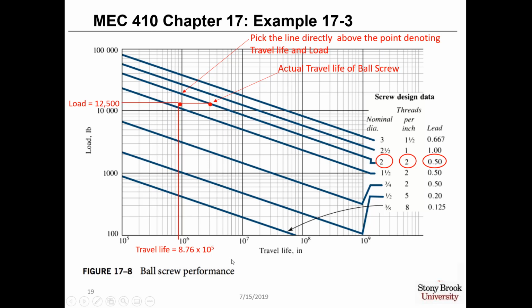If you want to calculate how many inches this ball screw can survive at a load of 12,500 pounds, you take a horizontal line from where your original point was at 8.76 times 10 to the 5th, and you draw across until you hit the blue line for our power screw, and then you come down. Approximately where you will land on this x-axis is 3.2 times 10 to the 6th, so roughly 3.2 million inches of travel life.